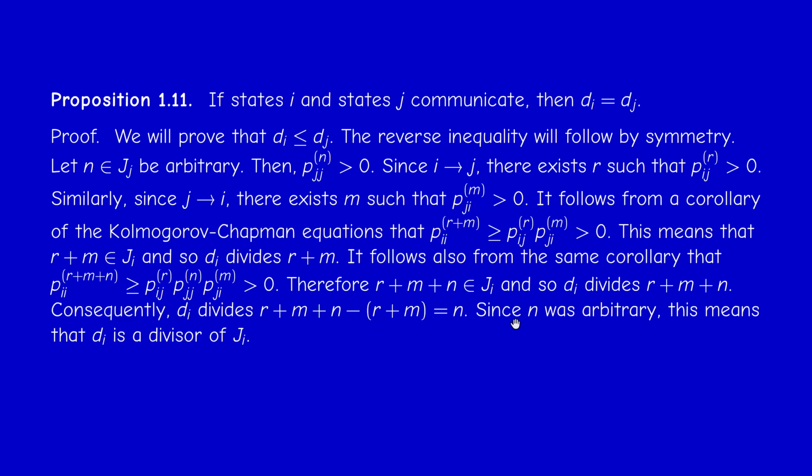Now, n was an arbitrary element in JJ. Therefore, di is a divisor of JJ. This is an error here, this is JJ. But dj is the biggest divisor. Therefore, di is less or equal than dj. And by symmetry, they have the same period.